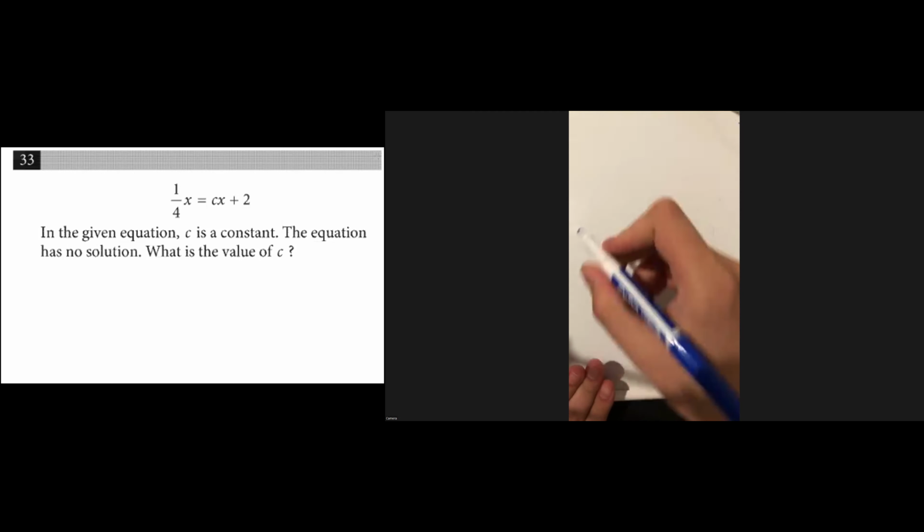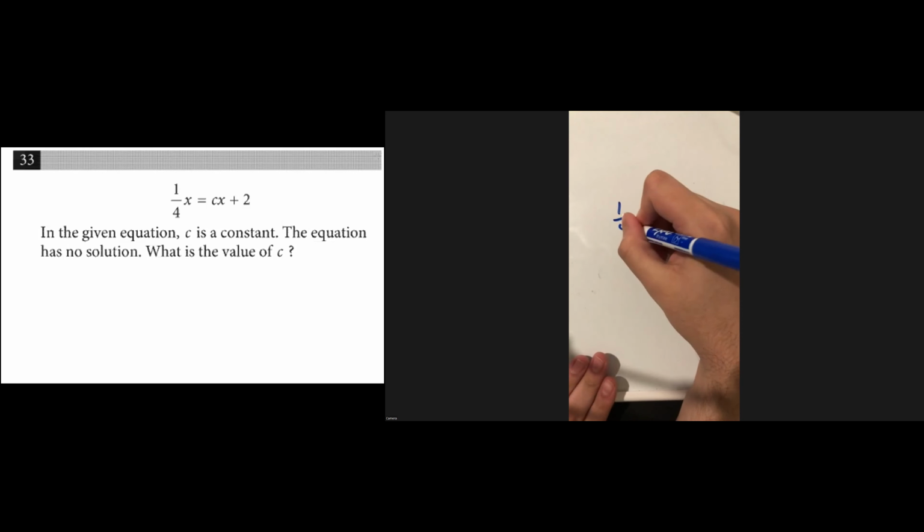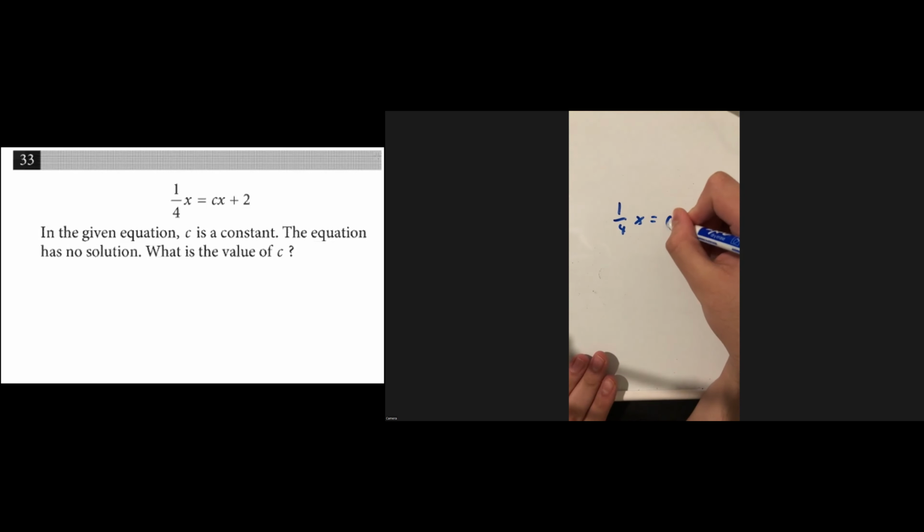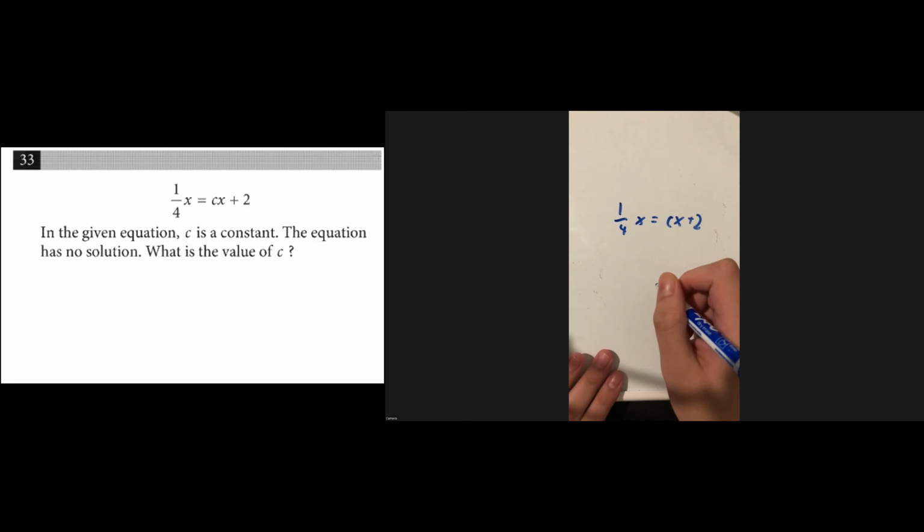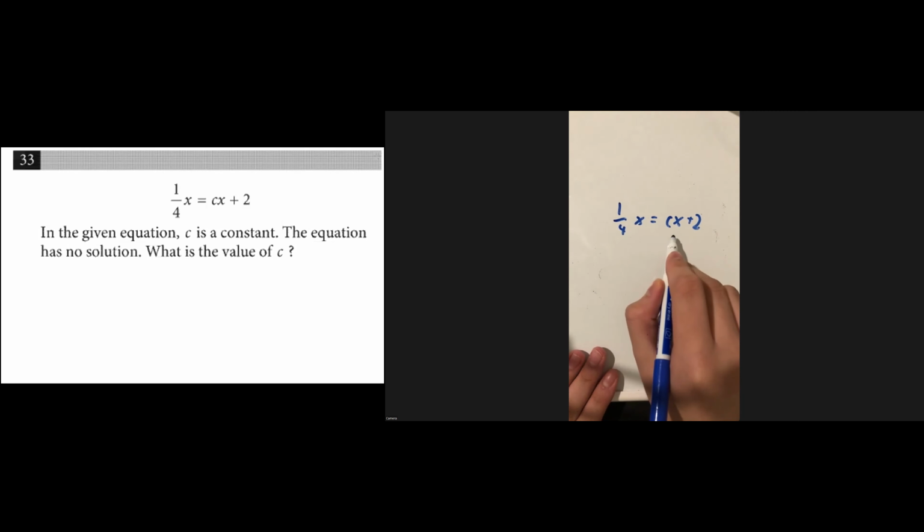Okay, so for this question, it says that c is a constant and the equation 1/4x equals cx plus 2 has no solution. What is the value of c? Well, for an equation to have no solution, these two can never equal each other. And so the correct answer here would just be that the slopes would have to be the same.